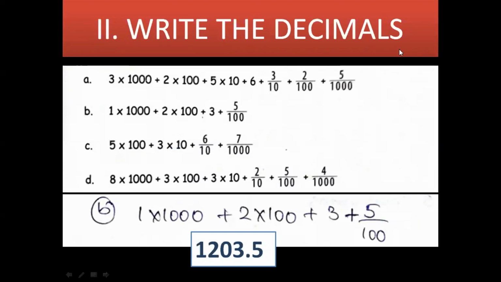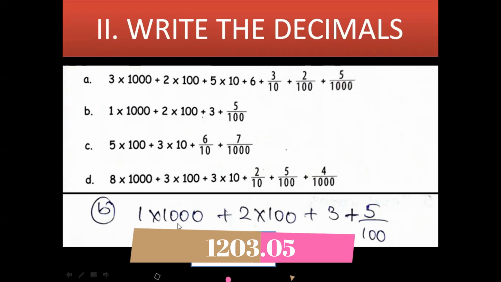Write the decimals. For example, 1 into 1000 plus 2 into 100 plus 3 plus 5 by 100. 1 into 1000 is 1000, plus 2 into 100 is 200, plus 3. Here 5 by 100, change into decimal, 0.05. So the answer is 1203.05.